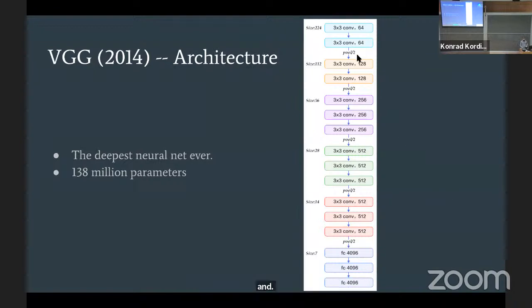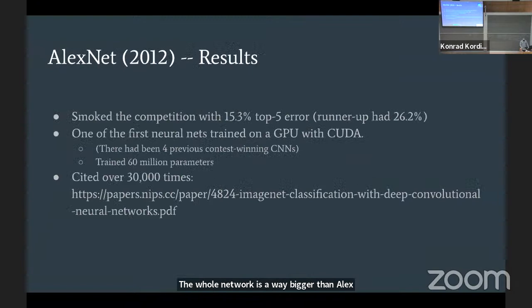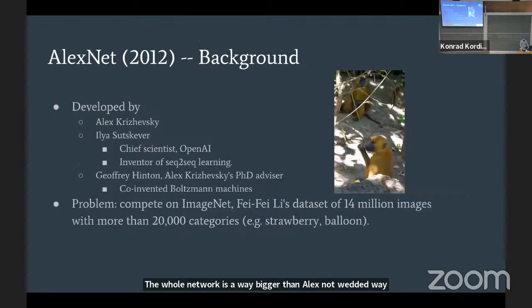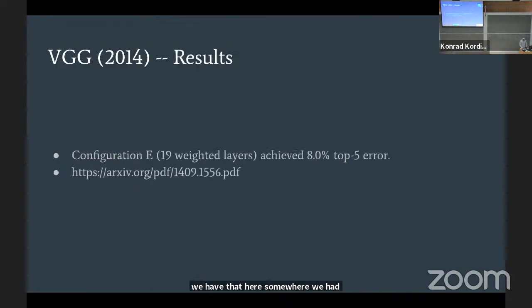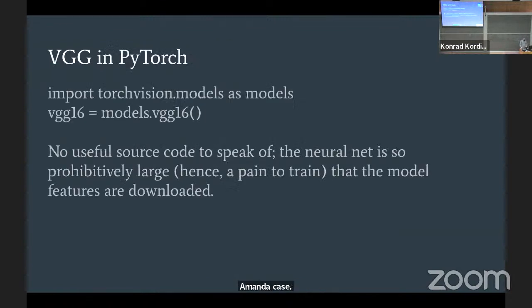And then they had 64 features here, 128 features here. So look, they have far more features than AlexNet had. But they basically build the filter by lots of convolutions that are stacked on top of one another. 138 million parameters. The whole network is way bigger than AlexNet. Where did we have that here? Somewhere we had the number of parameters. In any case, something like a factor of 10 more parameters than AlexNet, if I remember it. Actually, it's going to come. Again, how do we use it in PyTorch? Well, we can just trivially download it.